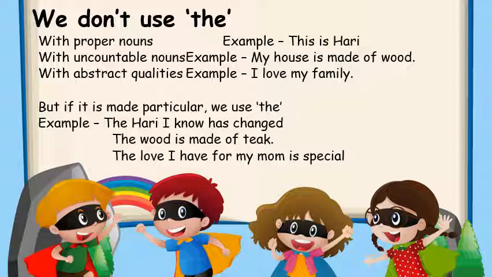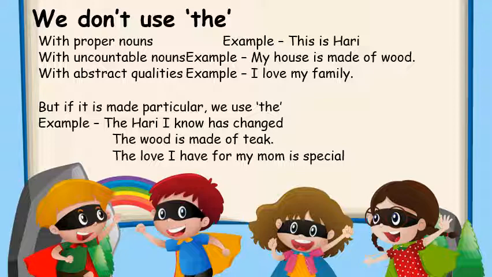Then with abstract qualities, which means the qualities which you cannot see, which you can only feel. Example, I love my family. You will not say I the love my family. That is wrong. But if it is made particular, we use the. Means if it is made special, you're pointing out or telling about the person whom you know very well, then you will use the.